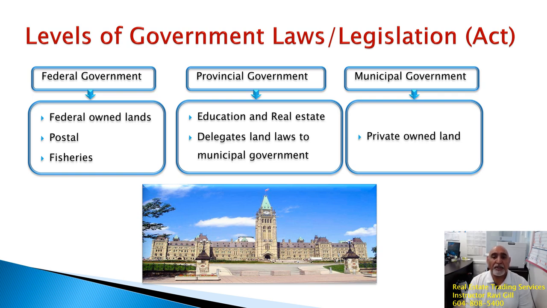Okay, and then the provincial government delegates land laws to the municipal government. So the municipal government, which is the city government, is responsible for the privately owned individual lands. So the main thing that we want for our examination from this is that the federal government is responsible for postals and fisheries, and the provincial government is responsible for education and real estate, and the municipal government is responsible for privately owned land.